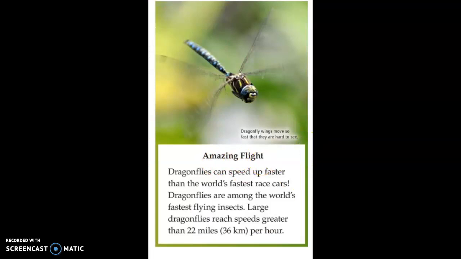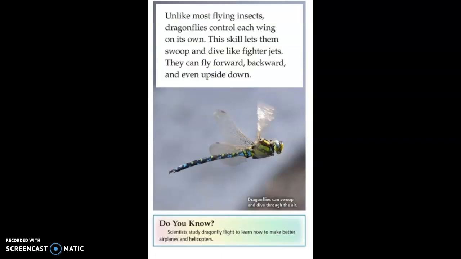Amazing flight. Dragonflies can speed up faster than the world's fastest race cars. Dragonflies are among the world's fastest flying insects. Large dragonflies reach speeds greater than 22 miles per hour. Unlike most flying insects, dragonflies control each wing on its own. This skill lets them swoop and dive like fighter jets. They fly forward, backward, and even upside down.